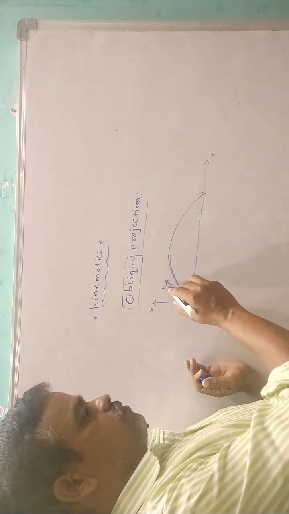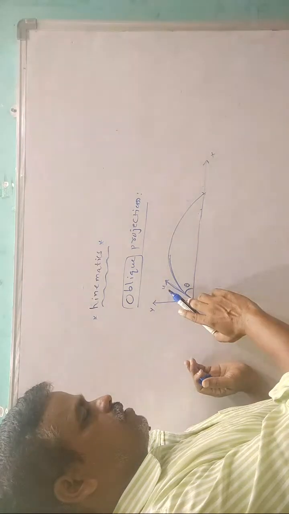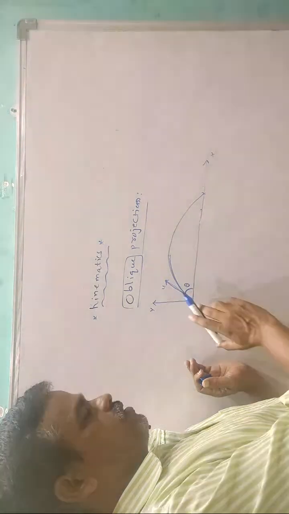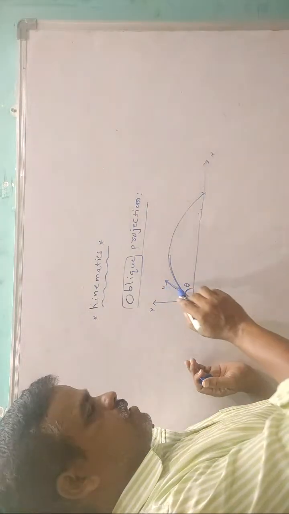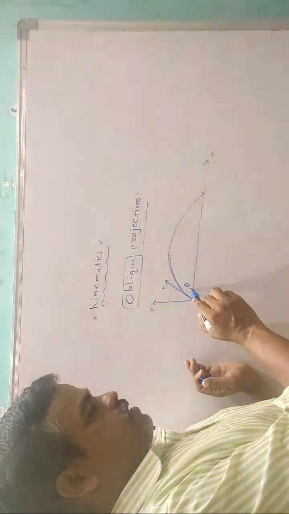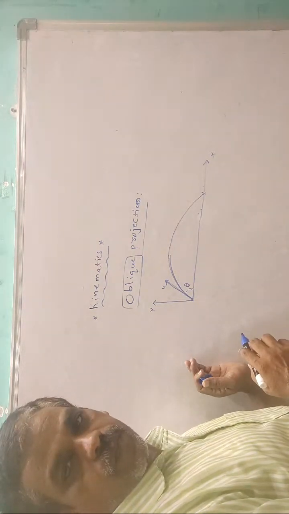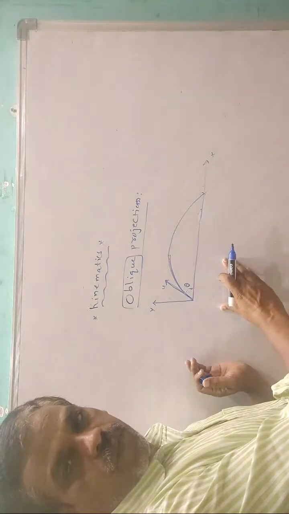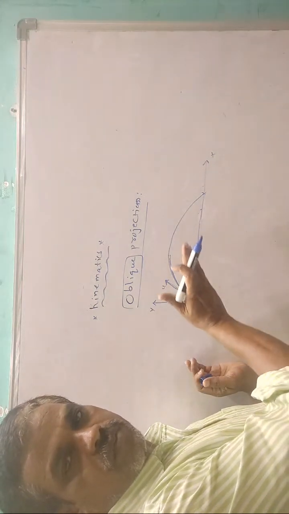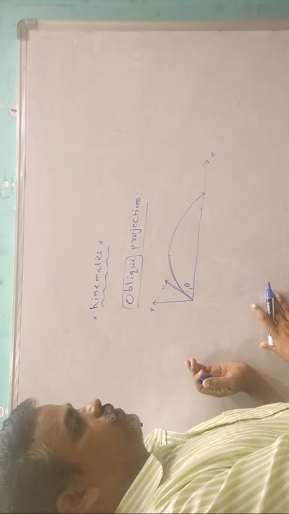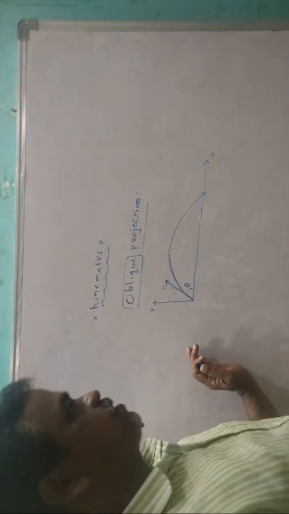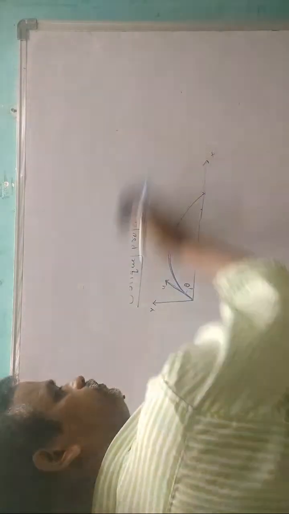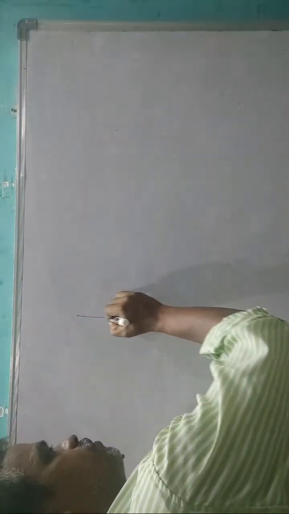So like this, the body is projected with some initial velocity, and the velocity direction is making an angle theta with the x-axis. Then we can say the body is projected obliquely. Obliquely is nothing but making some angle theta with the x-axis. So this is the information on oblique projection. Last class I discussed it, but I want to discuss some more, so I am explaining one more time.